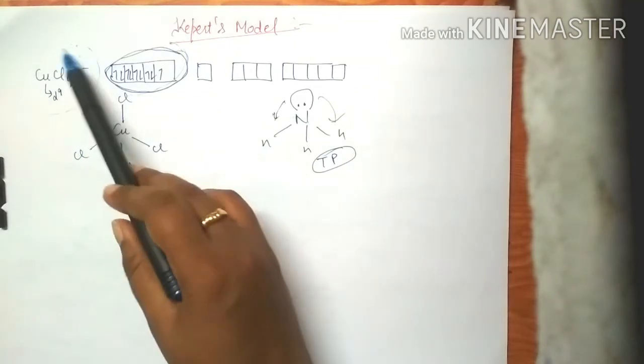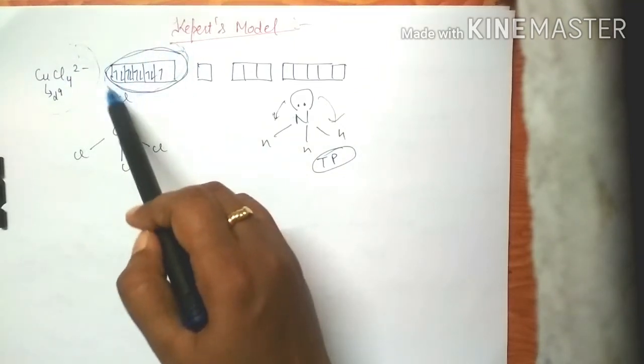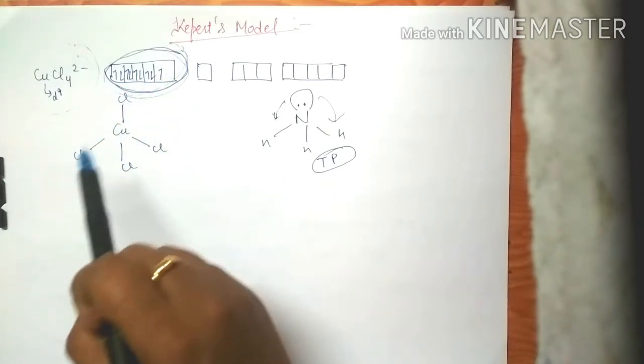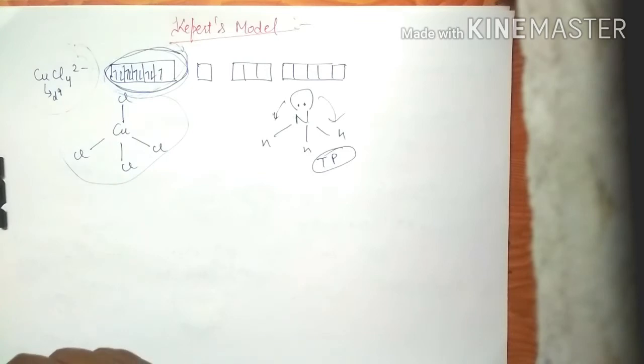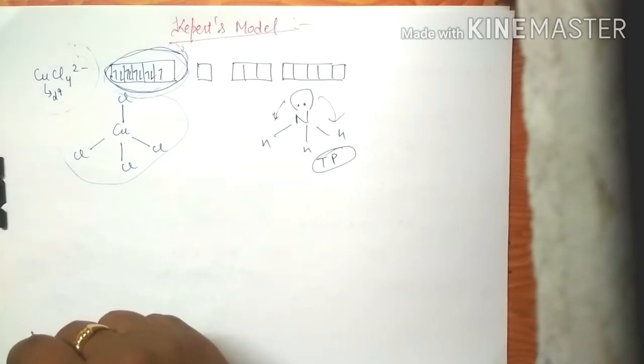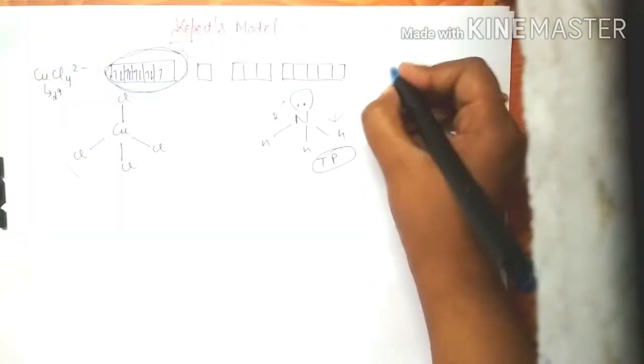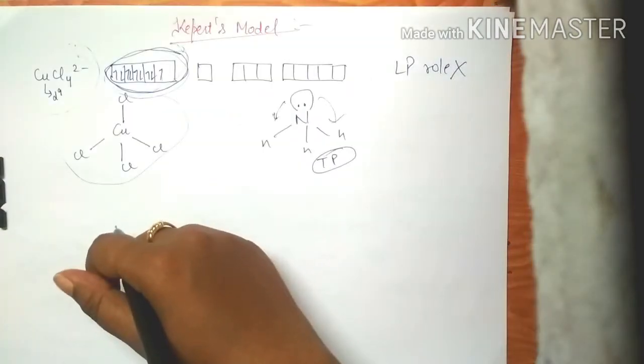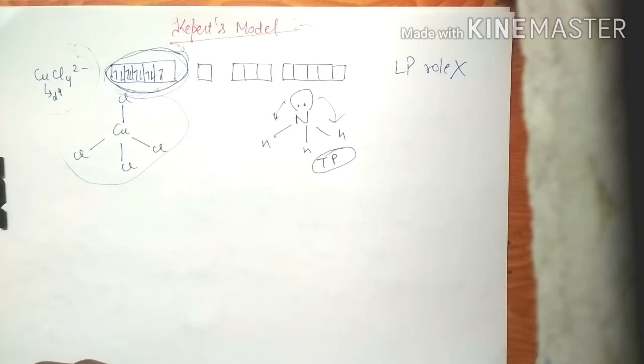But in the case of these complexes, these lone pairs do not have any effect on the shape or geometry of the given complex. Okay, so this is basically Capet's model. So basically the lone pair will have no role. Okay, so why is that so?